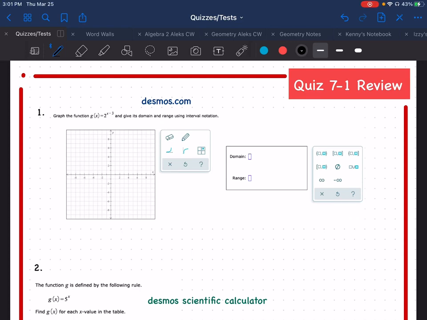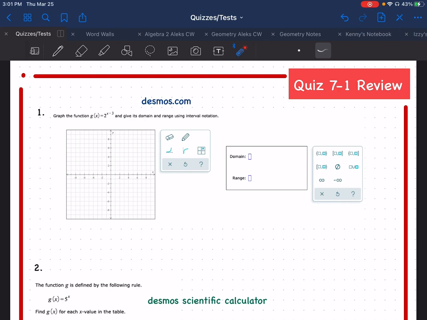Today I'm going to do the quiz 7-1 review. Let's go ahead and take a look at our first question. You're going to be asked to graph an exponential function like this one here. So we are going to go over to Desmos.com and we're going to graph the points and then go ahead and give the domain and the range.